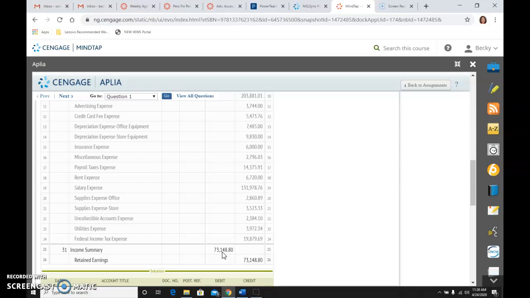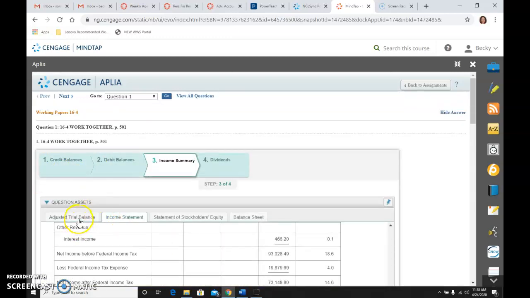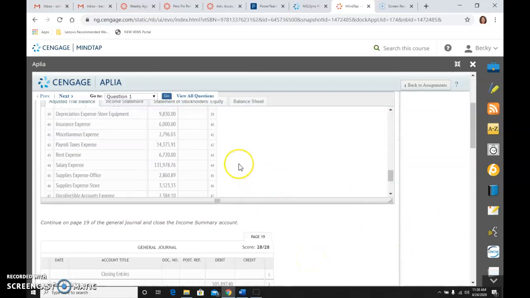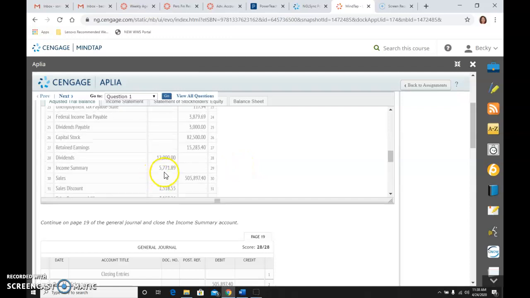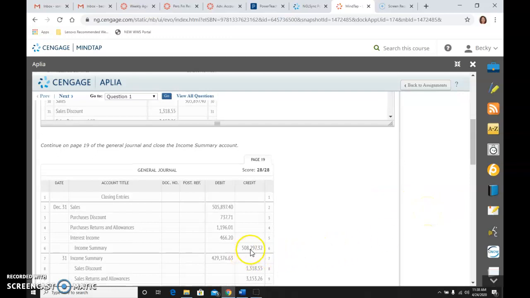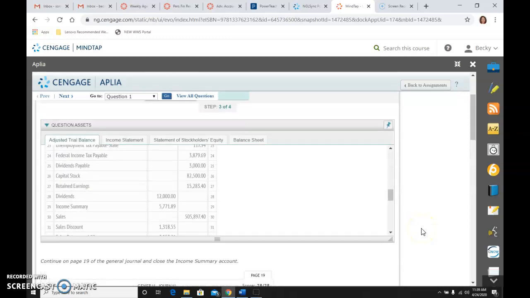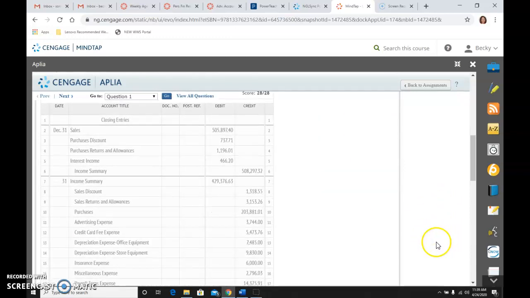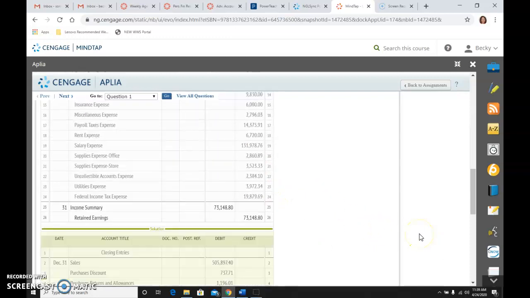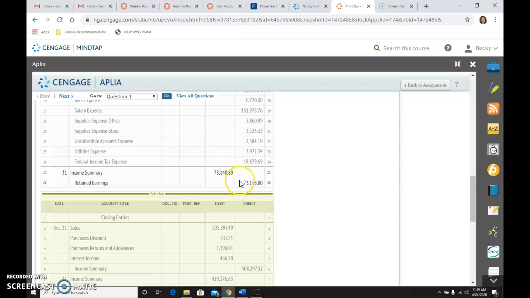If you would prefer, you could actually take the amount that was in income summary. Let me get there. Income summary had a debit of 5,771.89, and then a credit of 508,297.32, and then a debit of 429,376.63. So if I add my two debits together and subtract the credit, I would get $73,148.80 as a credit balance, and to get rid of that credit in the income summary, I needed to debit it. So that logically holds together if you want to do it that way instead.